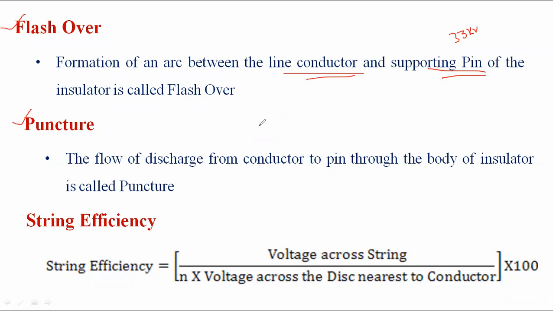And the next one, the string efficiency, which is defined as the ratio of the voltage across the whole string to the product of the number of discs and the voltage across the disc nearest to the conductor, into 100.